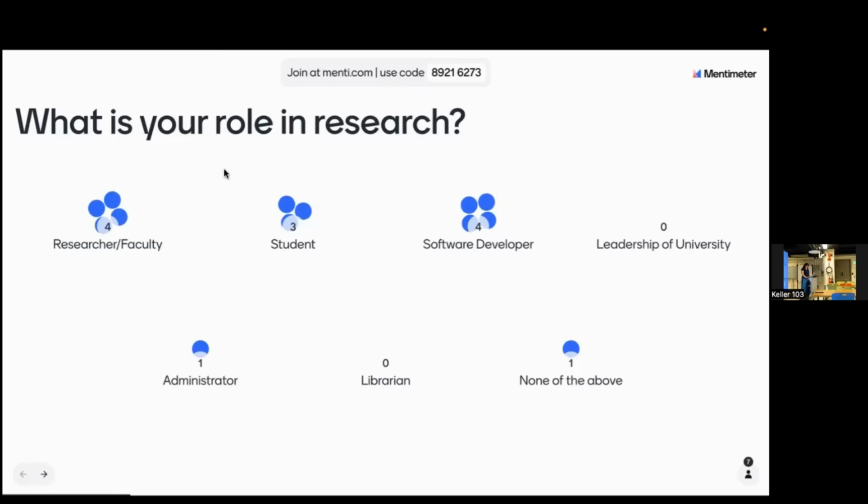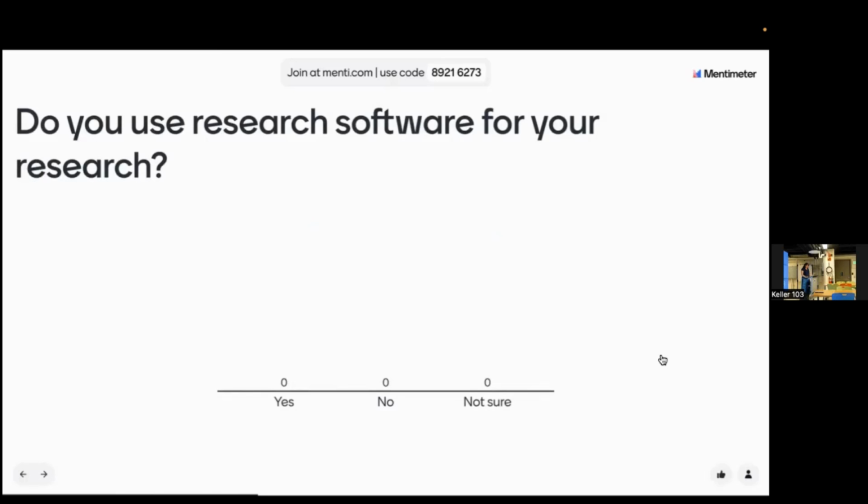Okay, so the next question would be this one. Do you use research software for your research? Are you someone who is using it? Or even if you're a developer, just say yes to this question, since you use research software, even if it's not directly your own research, but you're in that field. So we have already 4 answering yes.